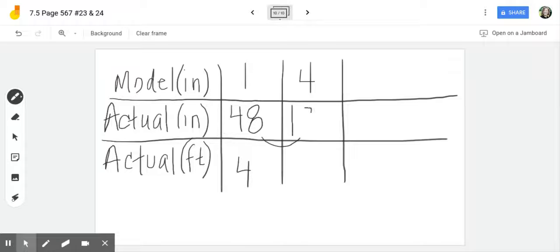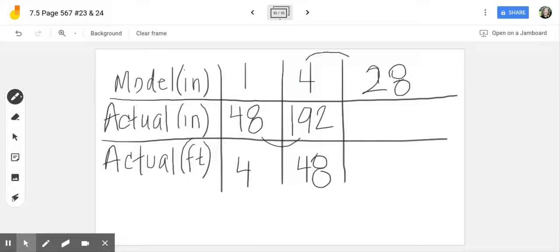And that gives us 192, okay? 192 divided by 4 is 48, so that's 48 feet. So 4 inches in the model is 192 inches actual, which is actually 48 feet, like 50 feet. You can imagine that, right? Now, it says we're talking about 28 inches in the model. I chose 4 strategically because 4 times 7 is 28, right?